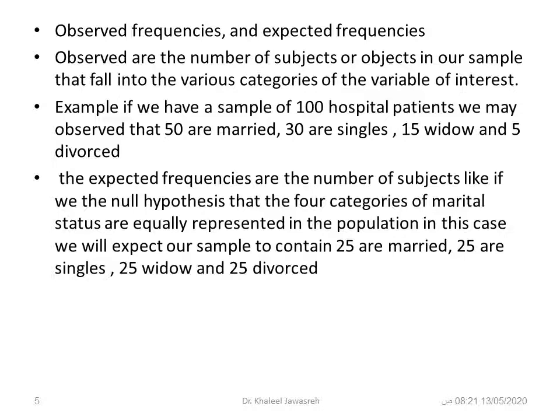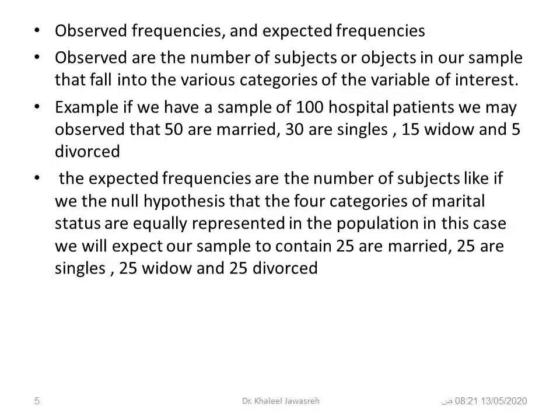Observed are the number of subjects or objects in our sample that fall into the various categories of variables of interest. This is the observed. So the observed are the number of subjects or objects in our sample that fall into various categories of the variables of interest. From its name, the observed thing is the observable value; it is a tangible thing, a calculated thing, you can find it.